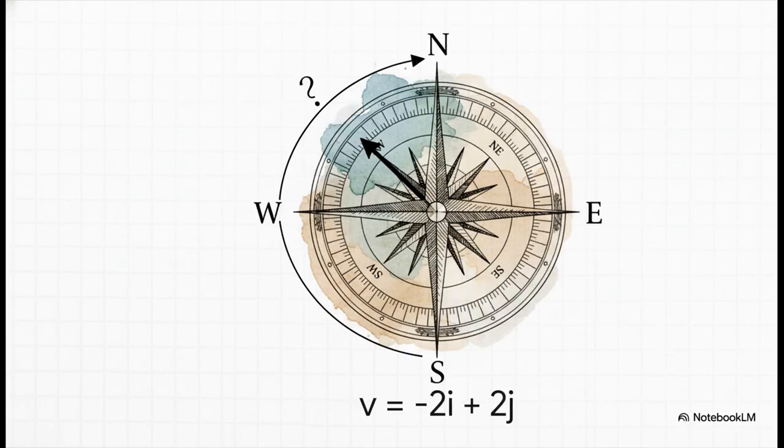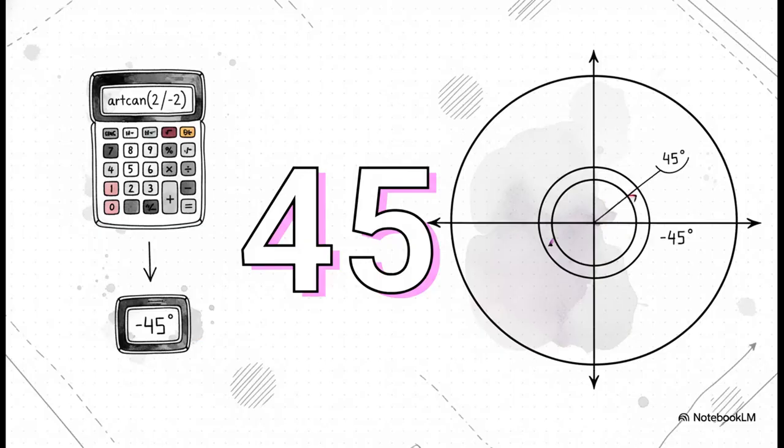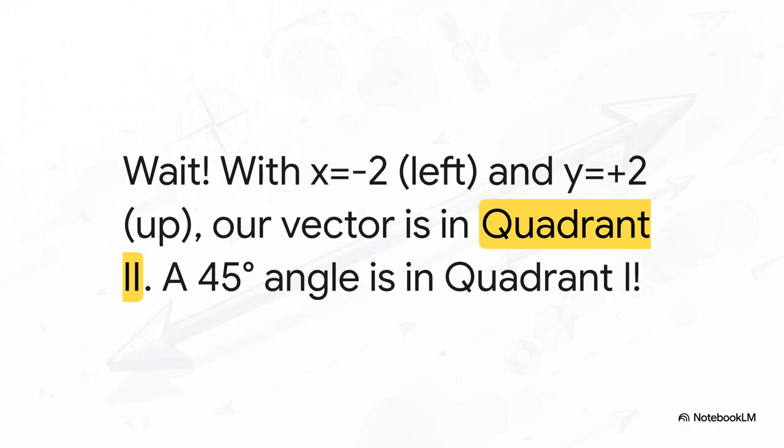All right, let's try one out. We need the direction angle for the vector v equals -2i plus 2j. So we're looking at the vector (-2, 2). So you go to your calculator, you punch in arctan of 2 divided by -2, and boom, it spits out -45 degrees, which gives you a reference of 45 degrees. Easy, right? We're done? Whoa, hold on a second.